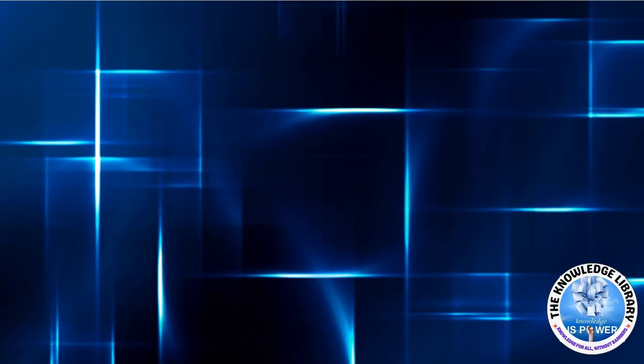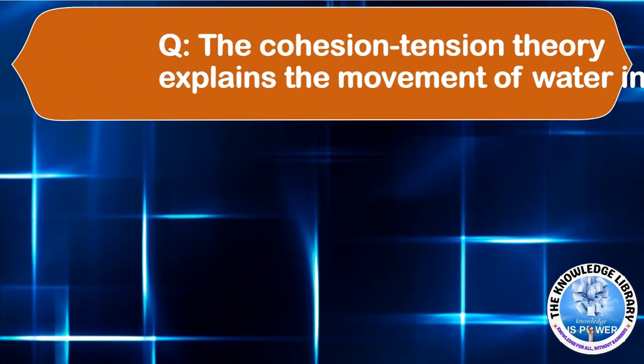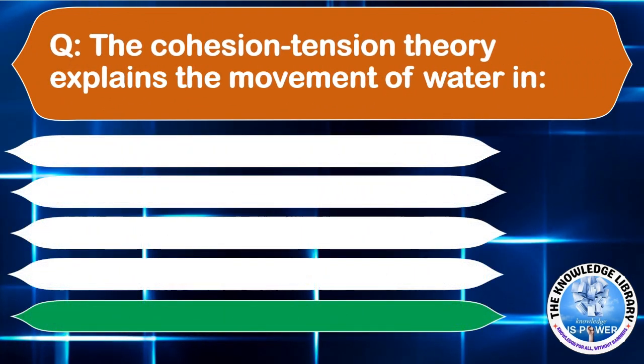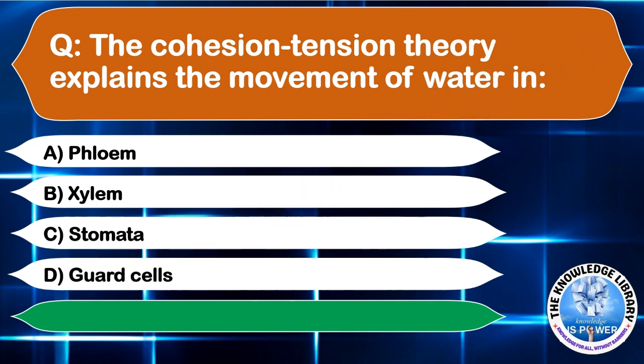Moving to the next question. The cohesion tension theory explains the movement of water in option A, phloem. Option B, xylem. Option C, stomata. Or option D, guard cells. The correct answer is option B, xylem.